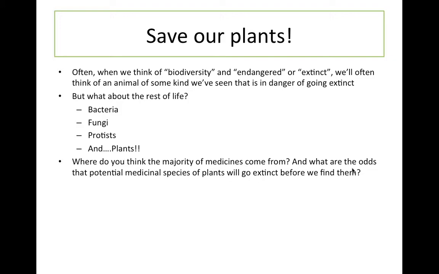So often, when we think of biodiversity endangered or extinct, we'll often think of an animal of some kind we've seen that is in danger of going extinct, and probably a fluffy one at that. But what about the rest of life? Bacteria, fungi, protists, and plants? Where do you think the majority of our medicines come from? And what are the odds that potential medicinal species of plants will go extinct before we find them?